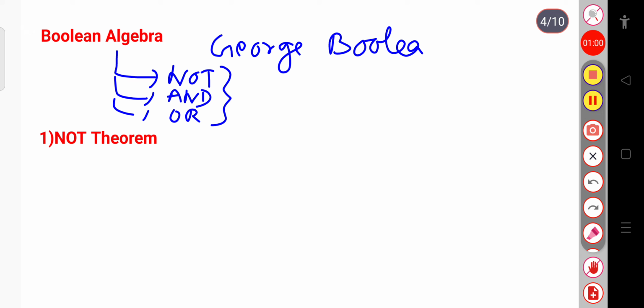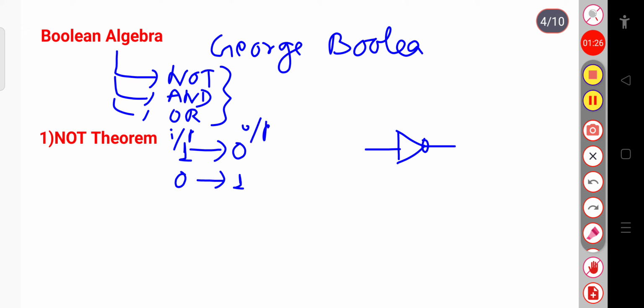The NOT theorem means when we give the input as 1, because of the presence of this NOT gate, it will go to 0. I think you can remember this is your NOT gate. I am not going into detail on that. Also, if I give 0 to the NOT gate, then the output will be 1. This is your input and this will be your output. It means that if you give 1, you get the opposite of that, and if you give 0, the output will be 1.